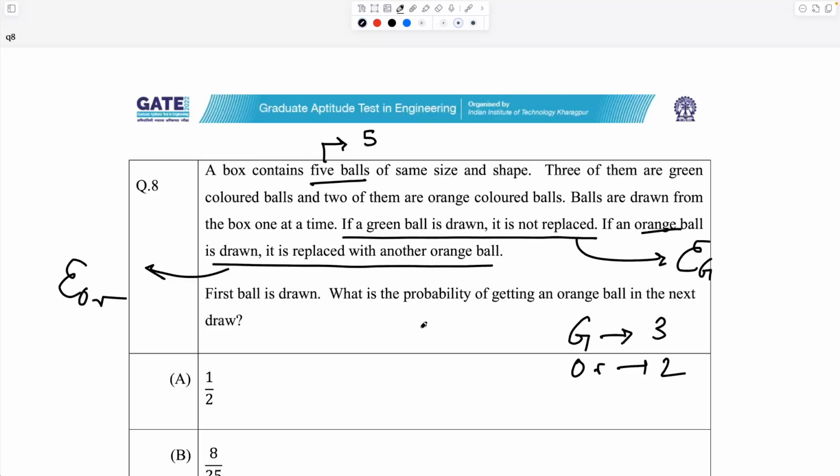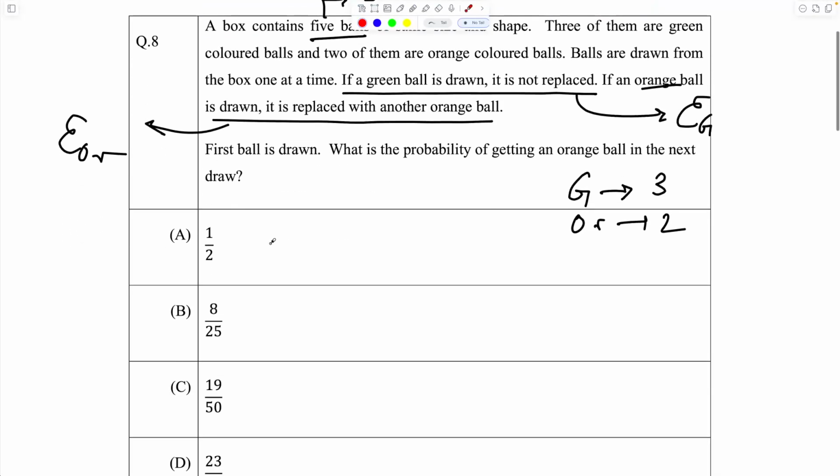So the first ball is drawn. That part of the question has been done. The first ball has been drawn, and with these rules of the events being present, we are being told to find the probability of getting the orange ball in the next draw. So we have to consider the possibility of the first ball being green or orange, because the second ball being drawn depends upon your first event.